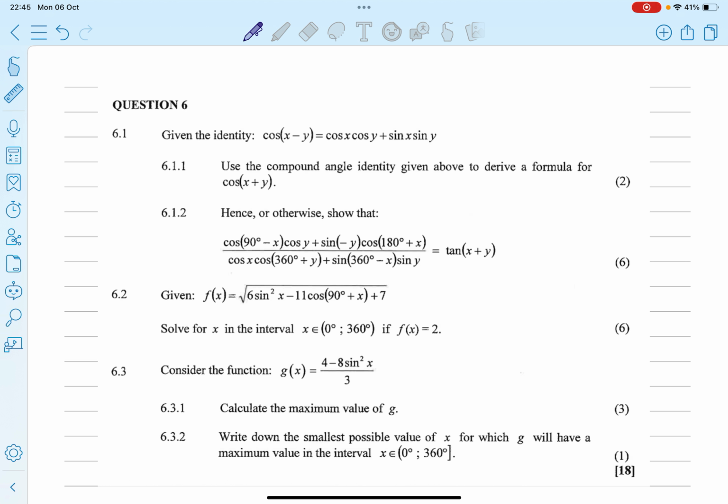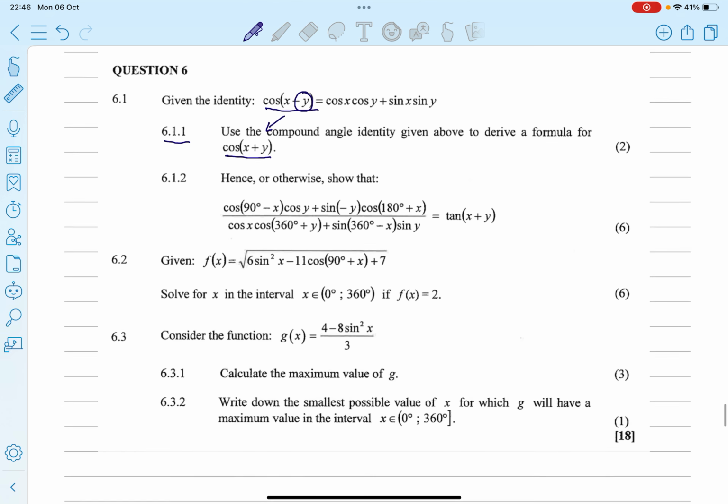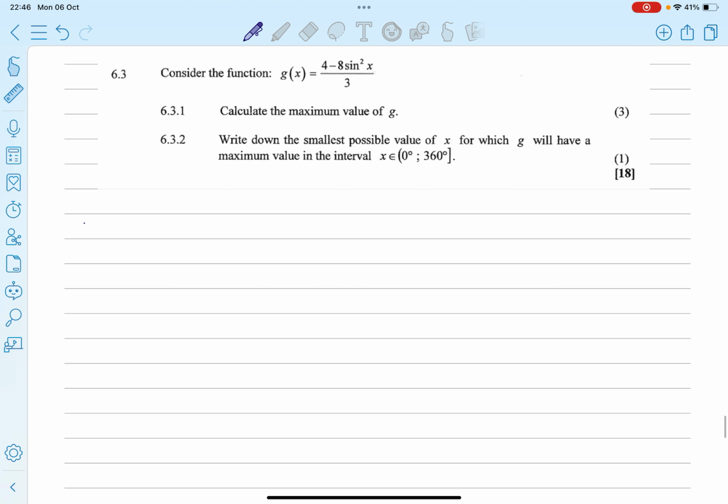So we've been given the cos x minus y compound identity, and in 6.1.1 we've been asked to use this compound angle identity to derive the formula for cos x plus y. Now, for us to go from that to that, it means that this y also needs to become negative, because a negative multiplied by a negative gives us a positive. So let us begin there.